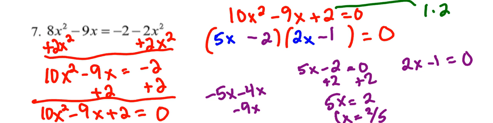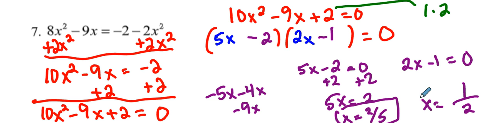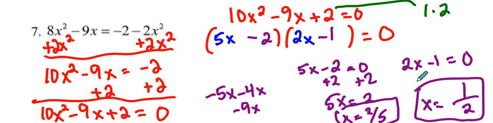That's one of our answers, 2 over 5. Here, we add 1, and then we divide by 2. I'm going to do this one a little bit faster, and we should get x equals 1/2. Now, if you want to show work, you sure can. Like I said, that's probably the toughest one we have to do.